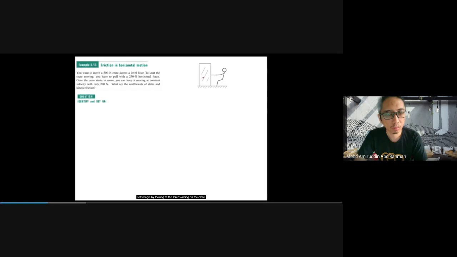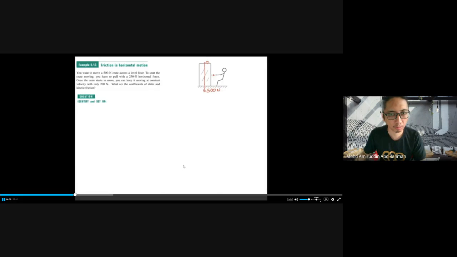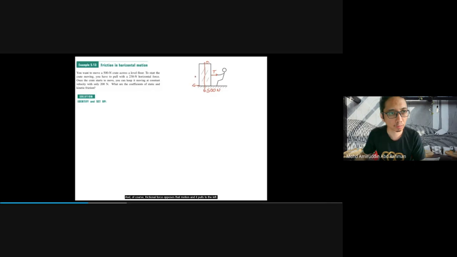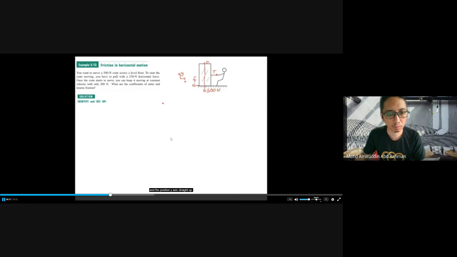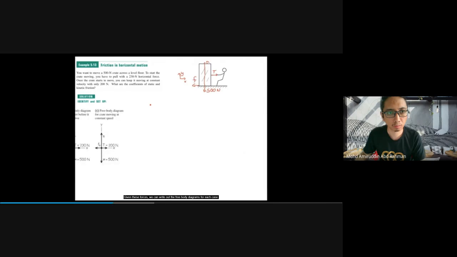Let's begin by looking at the forces acting on the crate. There's the weight down, which is 500 newtons. There's a normal force up. Here's the tension that's being applied to cause the crate to move. And of course, frictional force opposes that motion and it pulls to the left. I will take the positive x-axis in this direction and the positive y-axis straight up. Given these forces, we can write out the free body diagrams for each case.